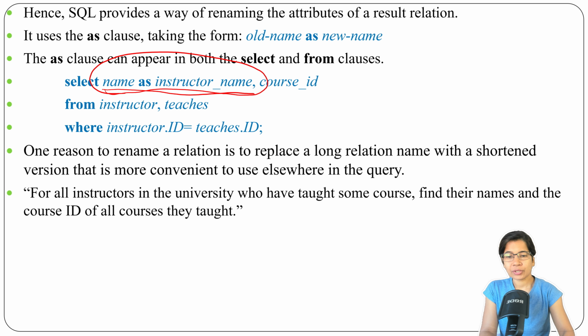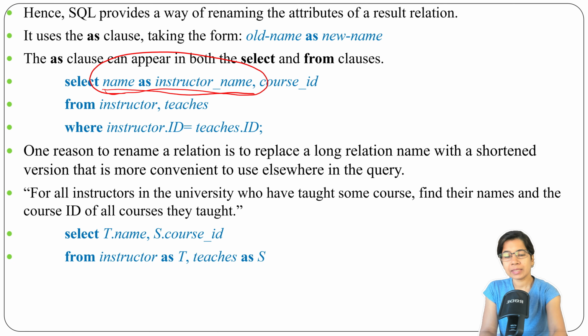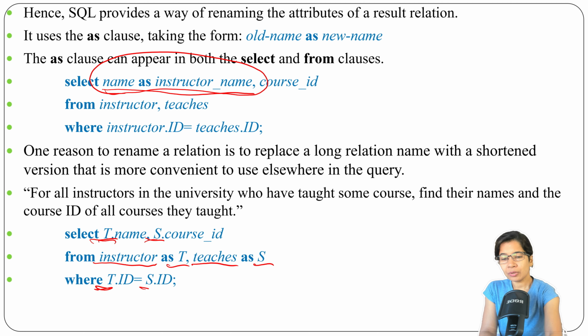Now, for all instructors in the university who have taught some courses, find their name and the course ID of all courses they taught. So select T.name, S.course ID from instructor as T, teaches as S. Here instructor we rename as T and teaches we rename as S. And now, rather than instructor we can use T, and rather than teaches we can use S. So here T.ID equals S.ID, as instructor is renamed as T and teaches as S.